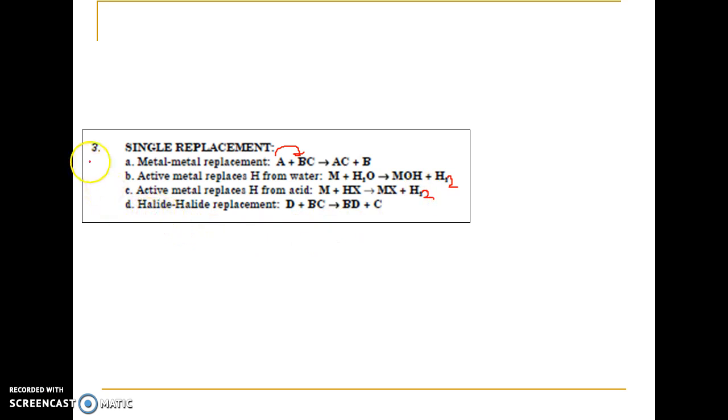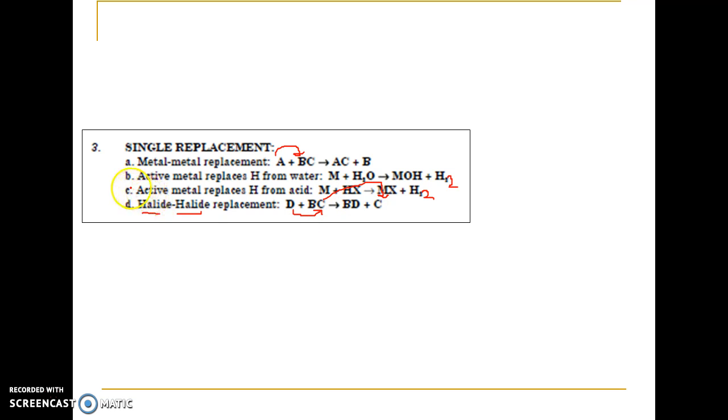The last type we have is a 3D. This is what we just looked at on the last slide, where you have a halide-halide replacement. This is referring specifically to halogens. So this is group 17, fluorine, chlorine, bromine, or iodine. And this is where your halogens are going to switch places, and you'll have one being kicked out.